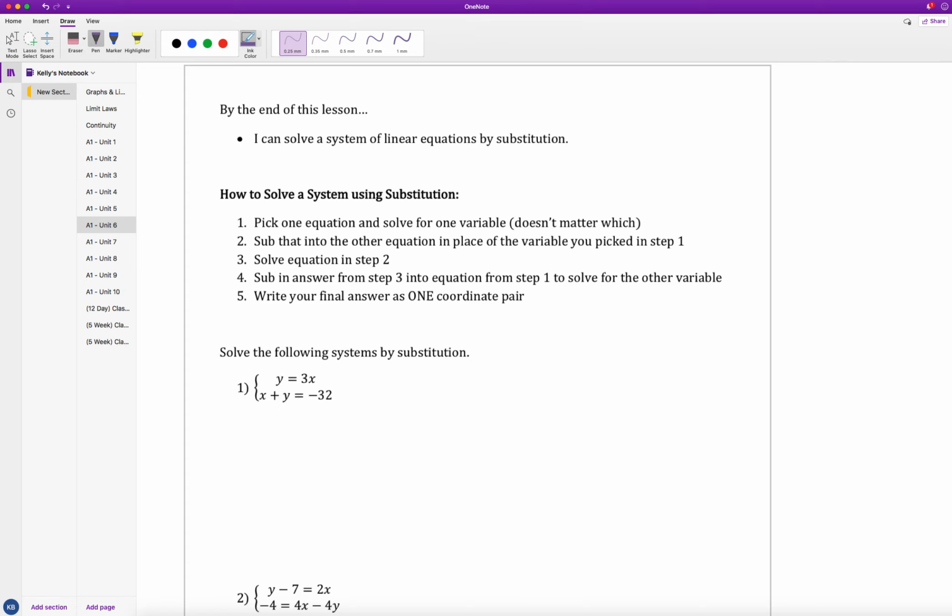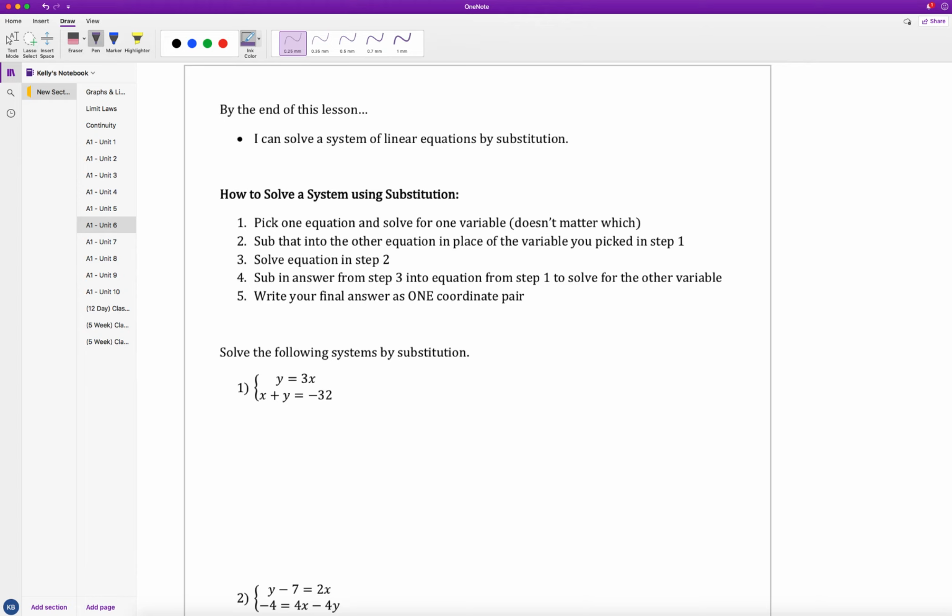So all of the instructions for this video say solve the following systems by substitution. So in example 1, we have a system here. Remember, a system is two or more equations together. So in this case, two or more linear equations. We have the line y equals 3x, and we also have the line x plus y equals negative 32.